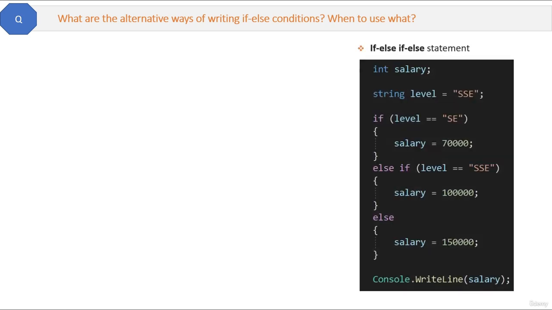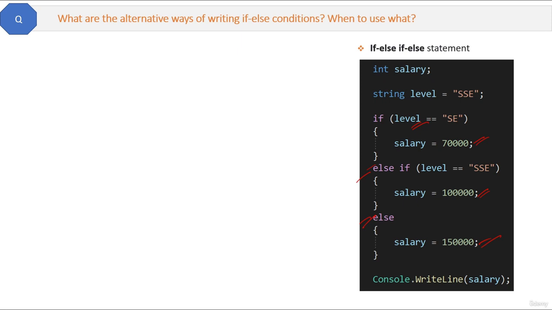Here is a sample of it. We have an if condition, then else if, and the last condition is like this. Now, if level is software engineer, then salary should be 70,000. If salary is equal to 1 lakh, else 1 lakh 50,000. Okay.